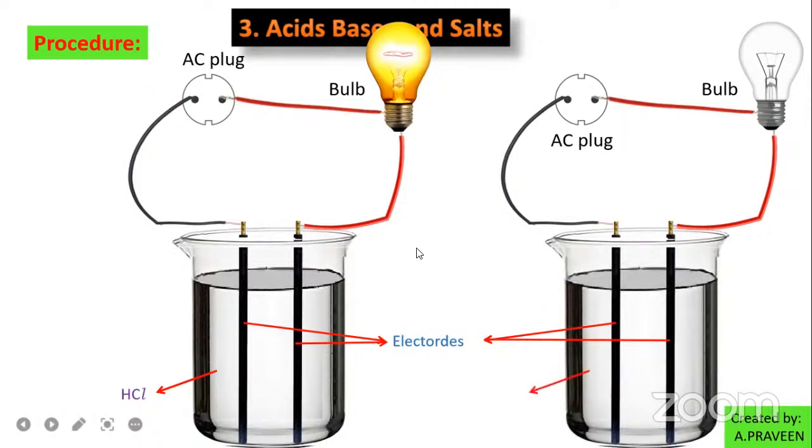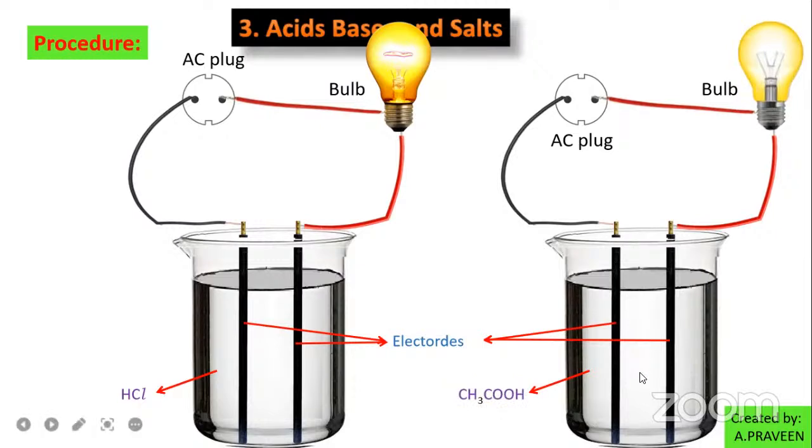What we have now taken into the beaker is that we filled the beaker with NaOH solution. Previously HCl solution, now NaOH solution. Then observe by switching on, whether the bulb glows or not. You just have to focus on it.